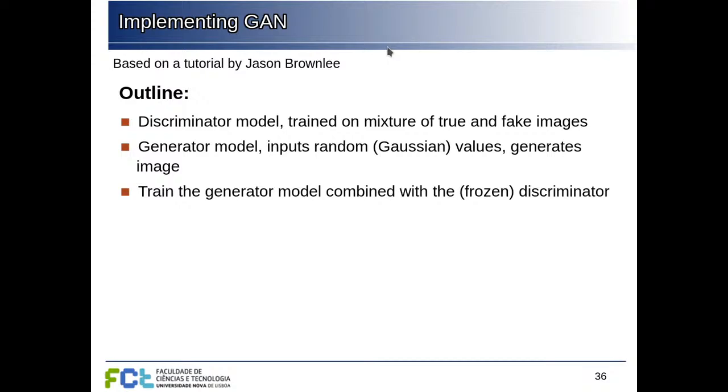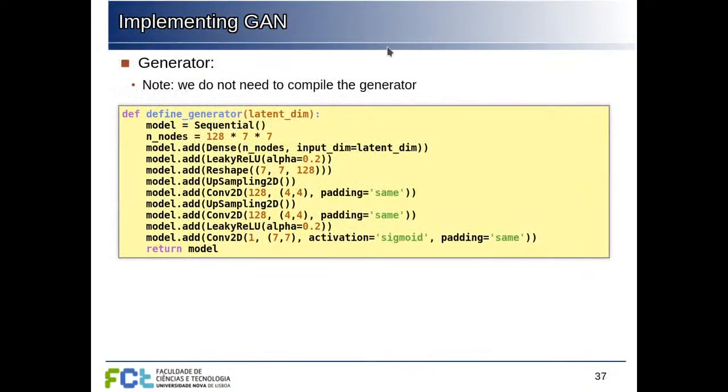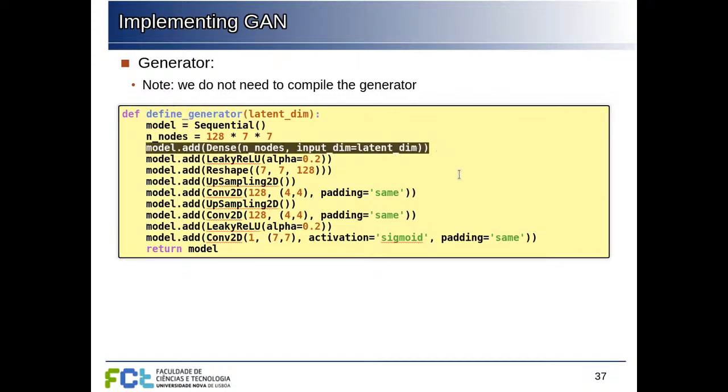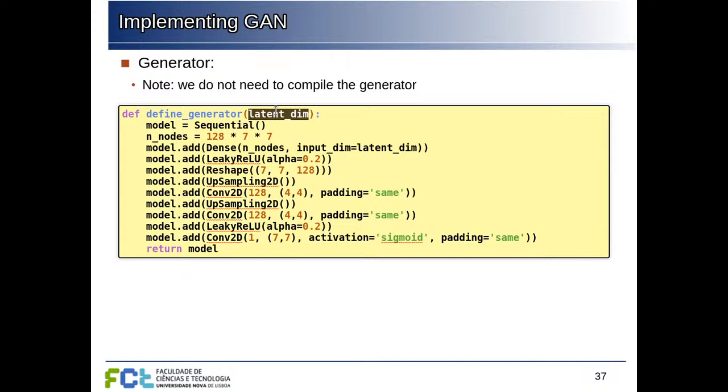So let's see how we can organize this in code. I'm going to use the sequential model here. So this is the basic idea again. The generator is going to start with a dense layer first. The input will be given by this latent dimension, for example, 100 or something like that. It's the vector of random values that we're going to feed into the generator.